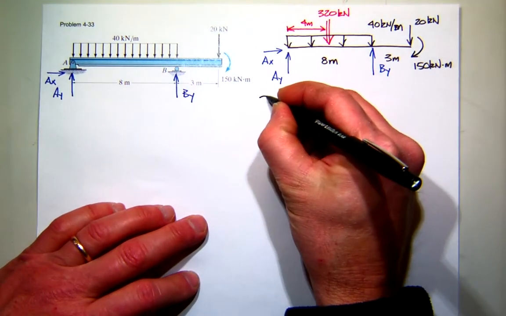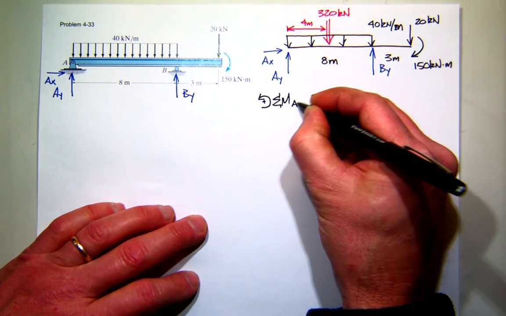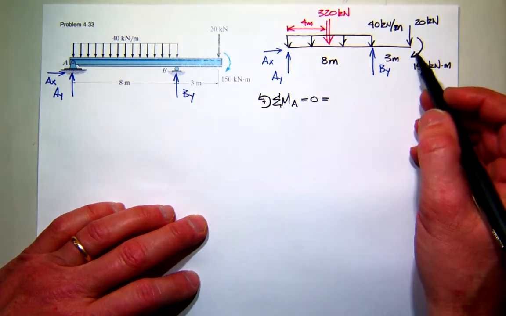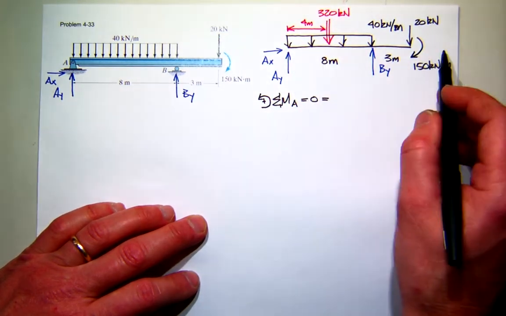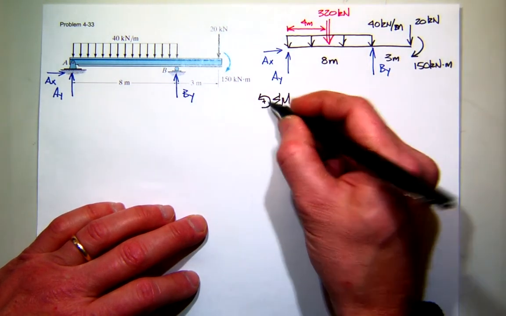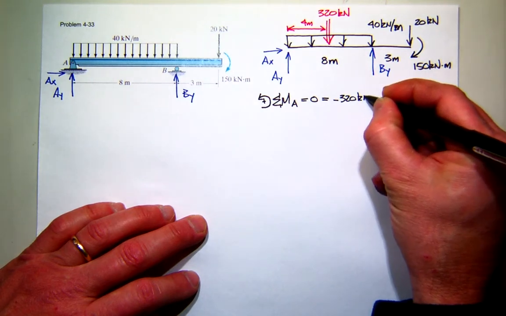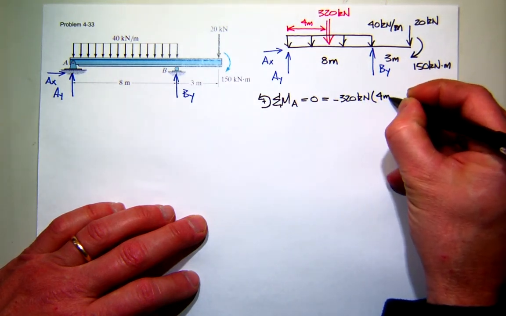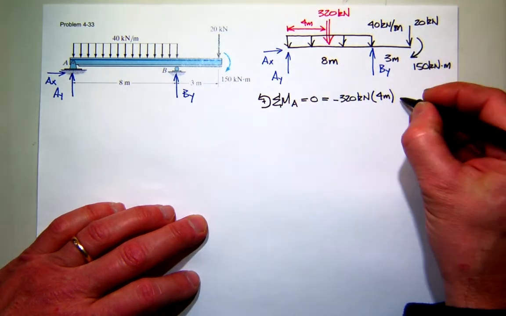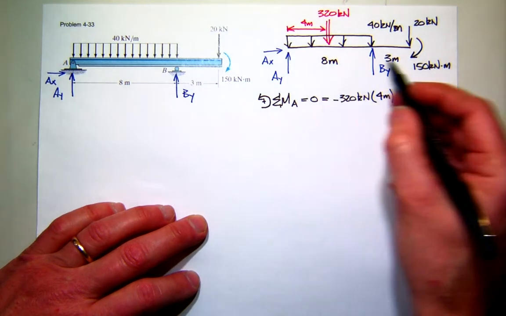So I'll start by summing my moments about the pin at A and making sure they're in equilibrium. So I've got a lot of stuff going on here. So let's start, we'll go over on the left side and we'll work to the right. This 320 kilonewton force is going to create, according to my sign convention, negative moment at a moment arm of 4 meters. Everybody see that? I go all the way out here on the end. I've got that 20 kilonewton force, also negative moment, and that moment arm will be 11.